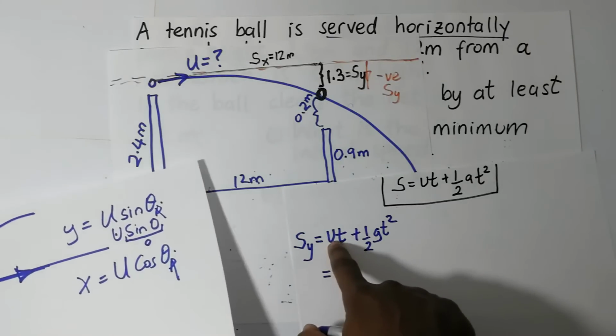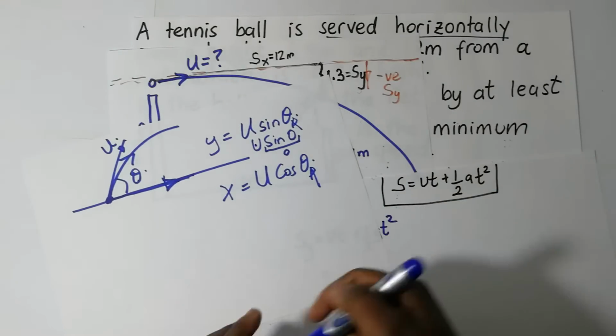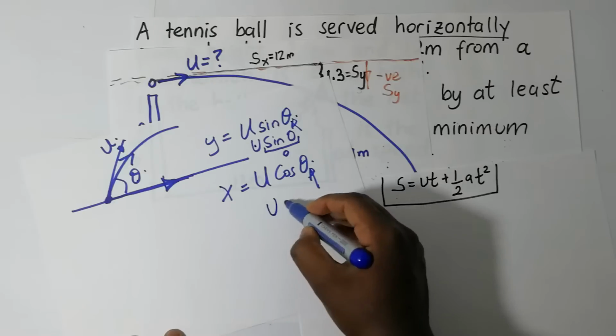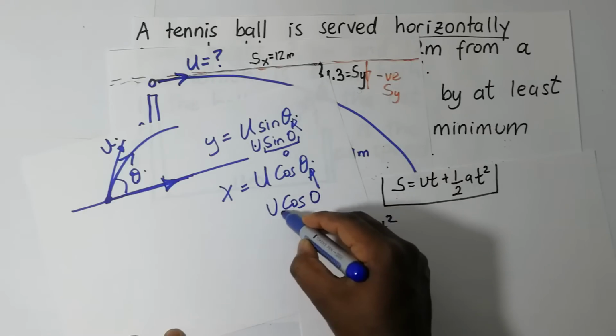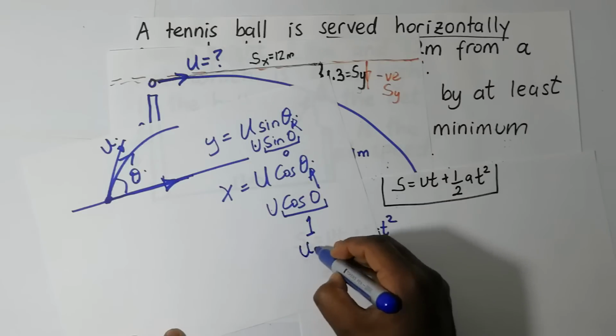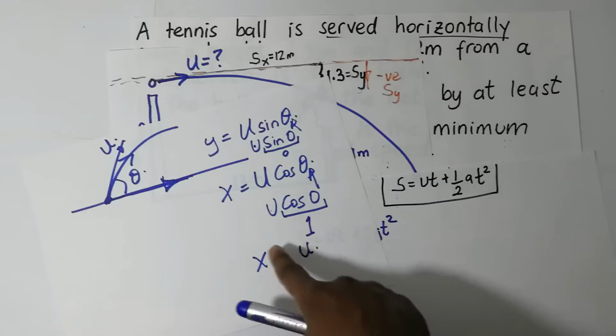So this term is going to die because of this explanation. And of course, later on when we come to the x thing, what is u? Cosine of 0. Cosine of 0 is 1. So u times 1 is u. So the component of velocity in the x direction will be u, but we shall come to this.